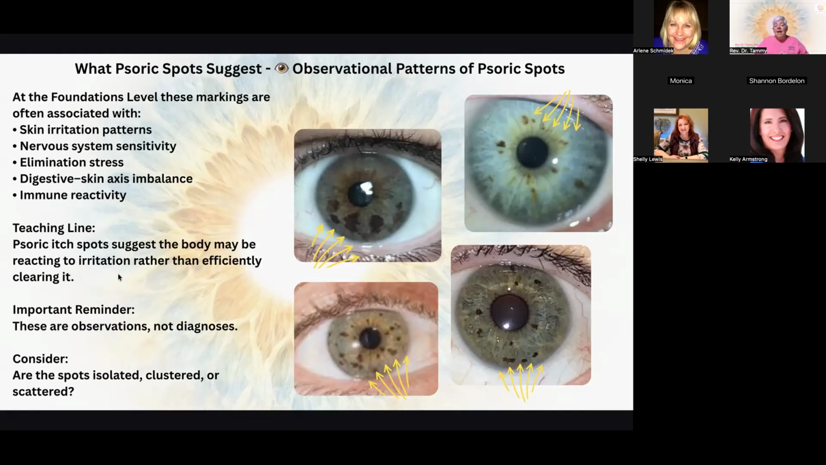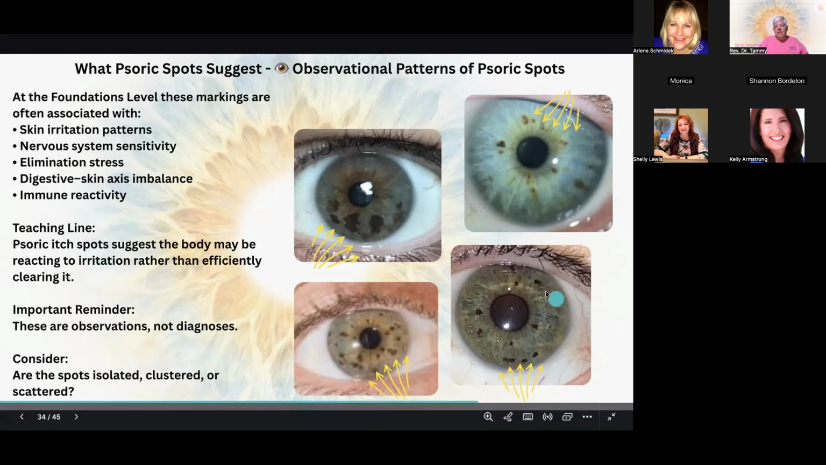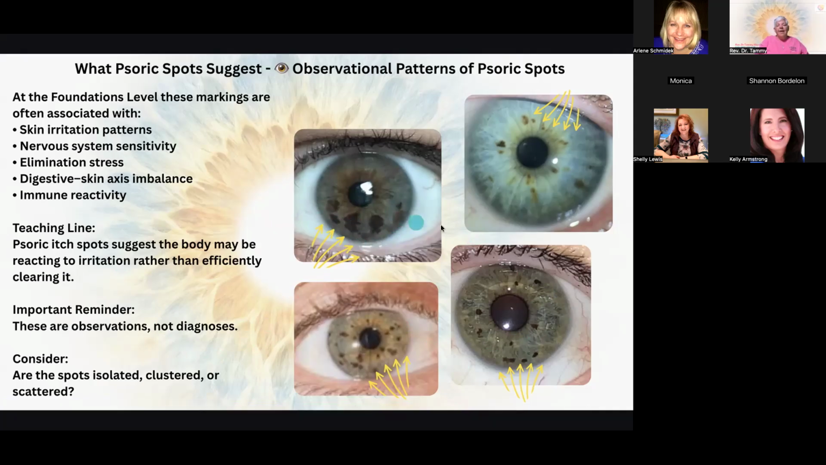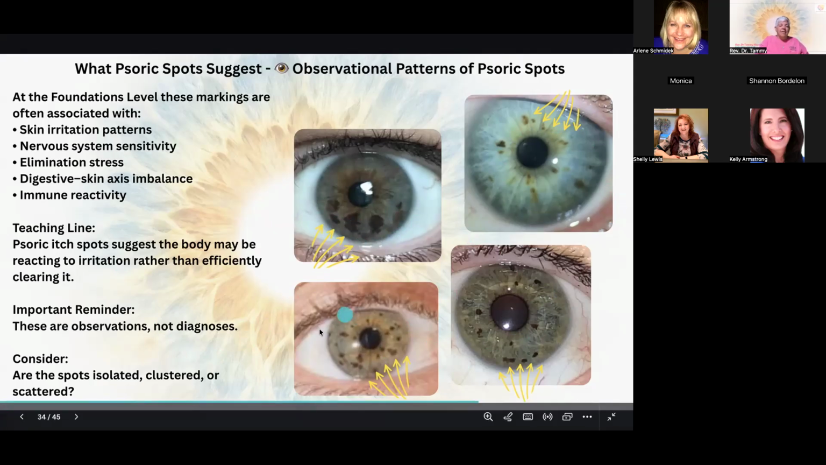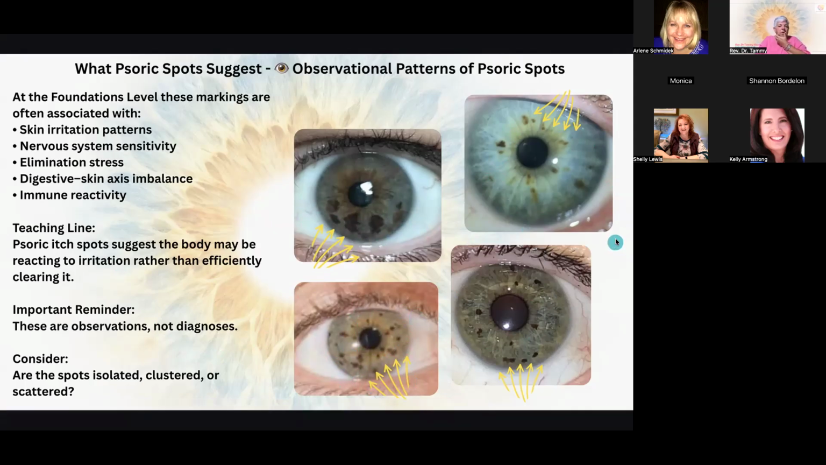And are the spots isolated, clustered, or scattered? See, this one's kind of scattered. This one over here is more clustered. This one's scattered, and this one's scattered too, but you've got a few that are kind of clustered together. You want to ask those questions: why? What's going on in this terrain?